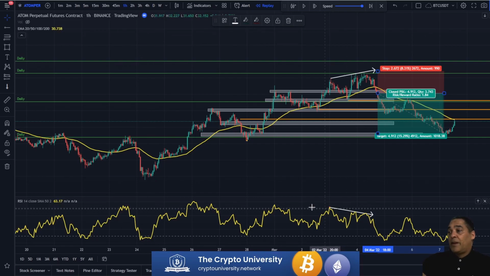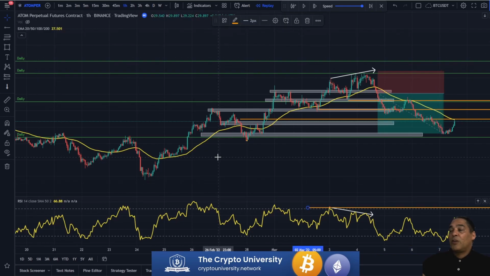Another tip that I like to do with the RSI is also use a horizontal line. That way, you can also establish that if this line was broken to the upside, then divergence would be invalid.